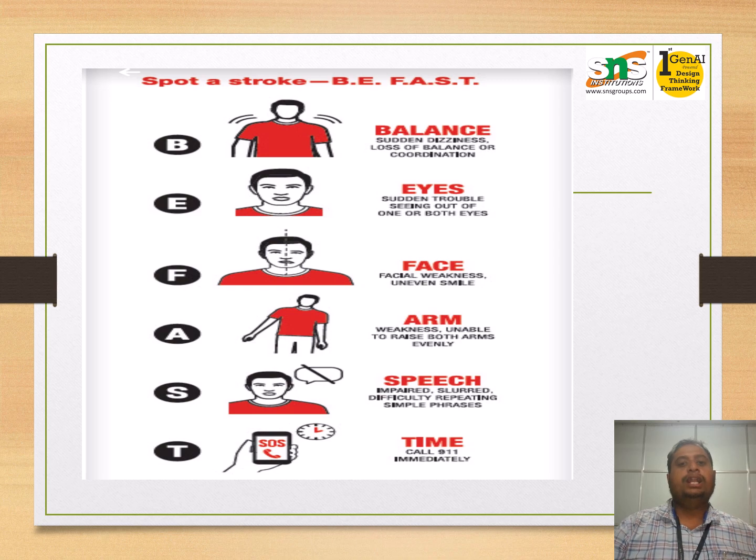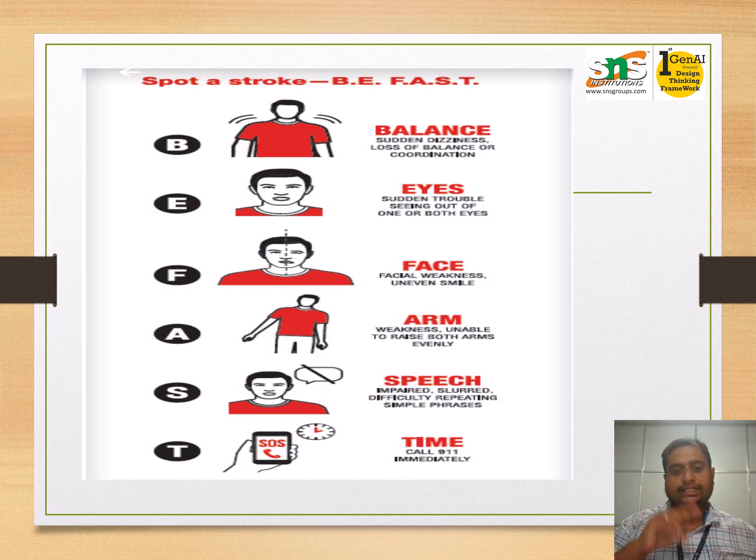Be FAST. Like balance. Be FAST. It's an abbreviation: B for balance, E for eyes, F for face, A for arm, S for speech, T for time. In this picture, it's clearly shown that if the patient has a balance imbalance, it may be because of a stroke. If the patient, getting up from the bed, has a balance imbalance, it may be because of the stroke.